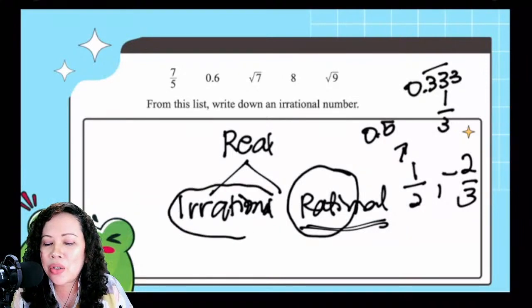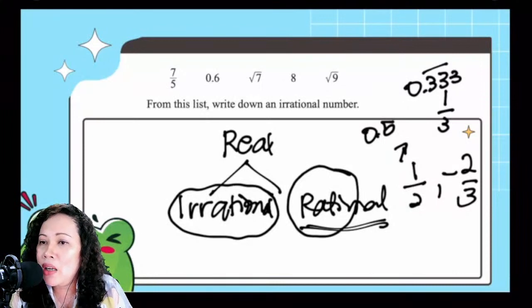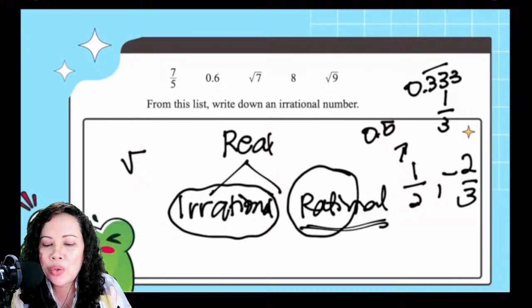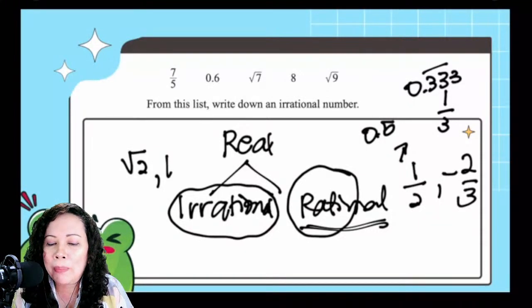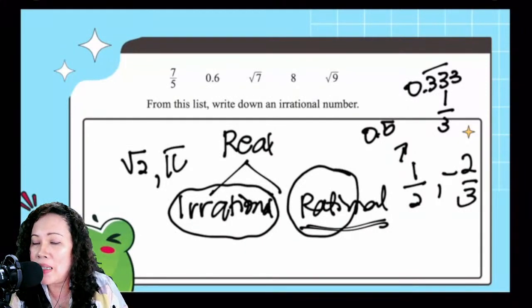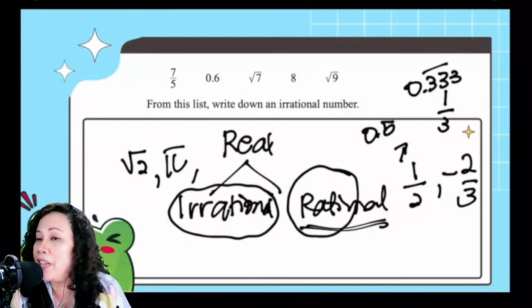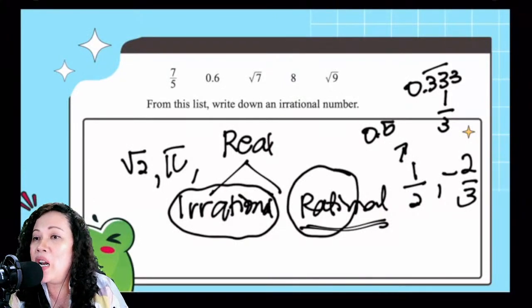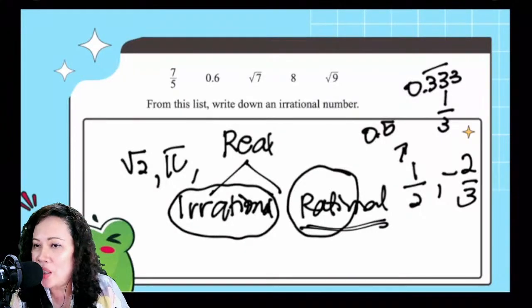While irrational numbers are numbers that cannot be expressed in ratio form or fraction form. So for example, square root of 2, that cannot be expressed. All right, pi, that cannot be expressed in fraction form. What else? If it is in decimal form, those that are non-repeating and non-terminating are as well irrational numbers.